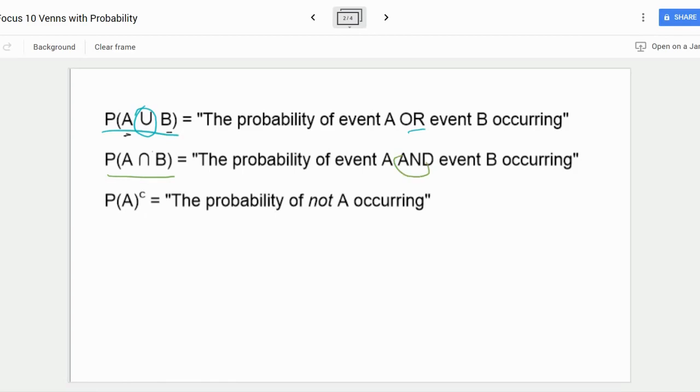And the "and," remember, means both of them have to happen for this probability to meet the criteria. And a reminder that the little c up there looks like an exponent for probability of A. Complement means the probability of it not occurring, the probability of not A occurring. That sounds different than probability of A not occurring. We mean the probability of not A occurring, so anything else that could occur.